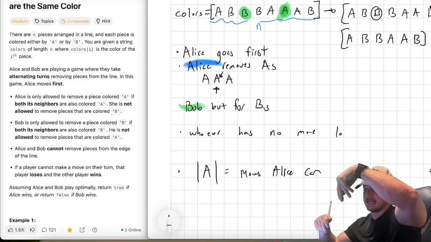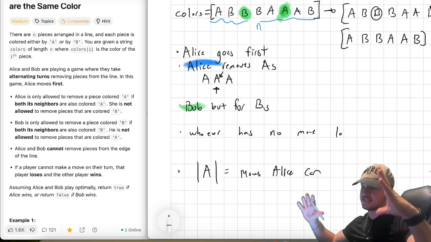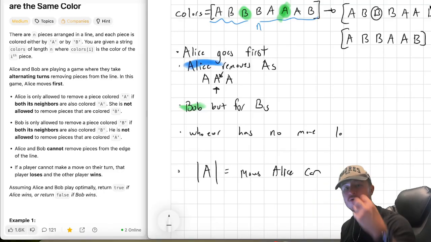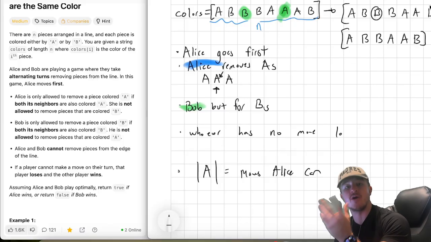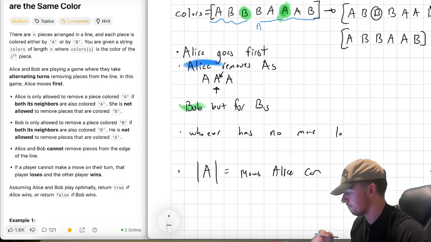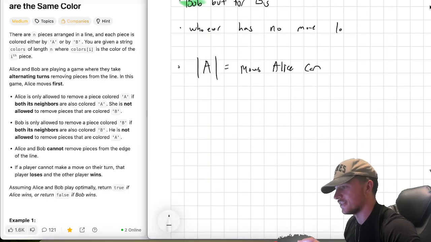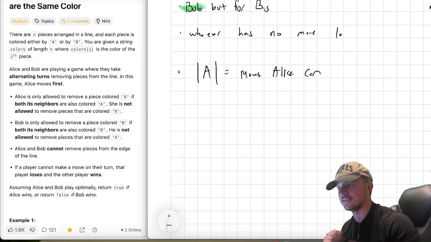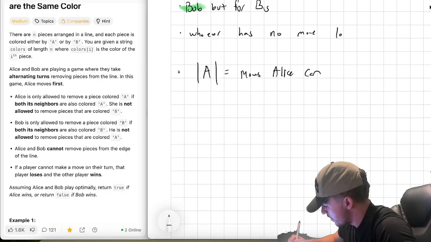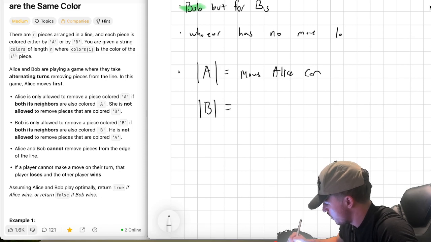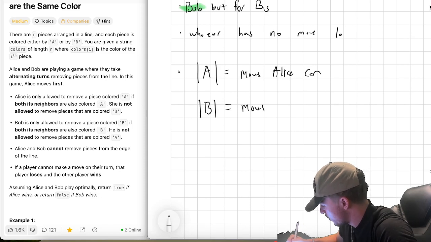Like, if I remove a piece and then I push two pieces together, well, maybe now Bob has a neighbor, another Bob, where before he didn't. You see what I'm saying? But let's just say generally A is the number of moves that Alice can make in total, okay? But maybe that changes or whatever. And this is the number of moves that Bob can make.